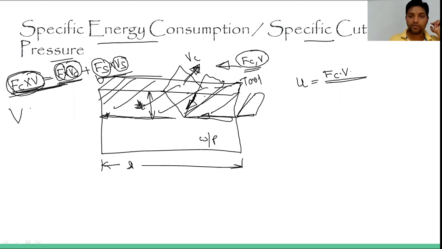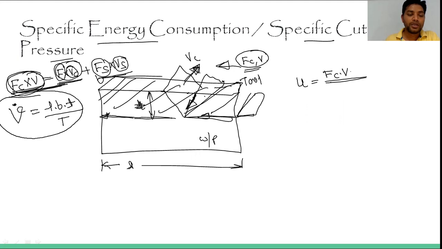Velocity we represent by capital V, so here the volume we can represent as L into B into T. Now here we don't want the volume, we want the rate. That means, in the total time, capital T, how much volume is released. That I am representing with V dot. So this is L into B into T by capital T, where capital T is the time.